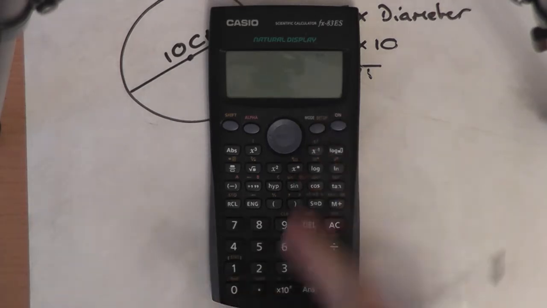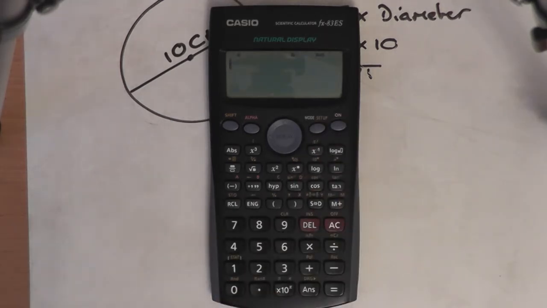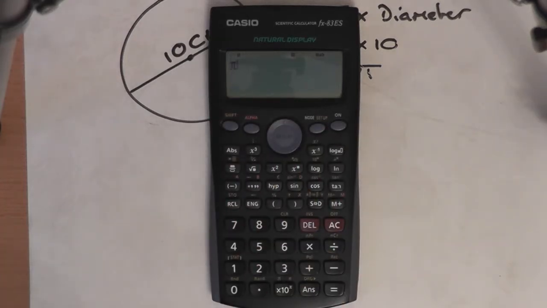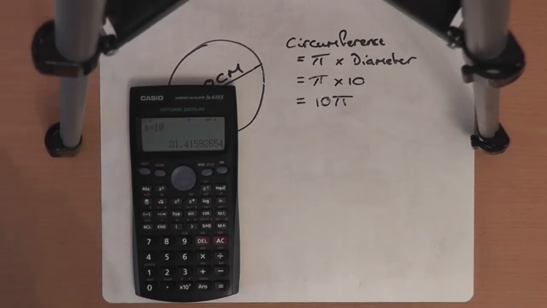Now we didn't want pi here, we wanted 10 lots of pi, or pi times 10. So I could go shift and then times 10 to the x to get my pi, and then times 10, press equals, and again it returns 10 pi. That gives our answer in terms of pi, like we said before. And I could press the S to D to turn that into something a bit more useful.